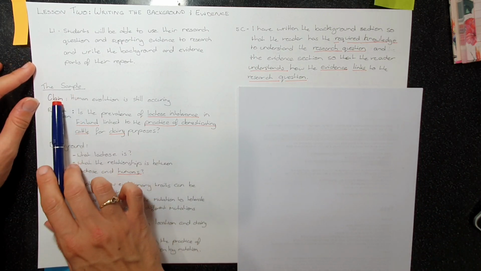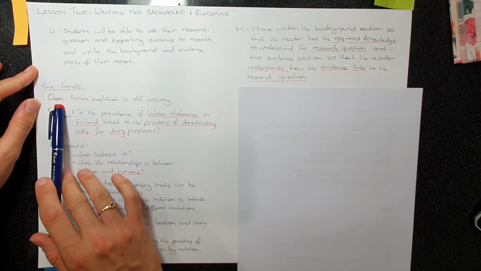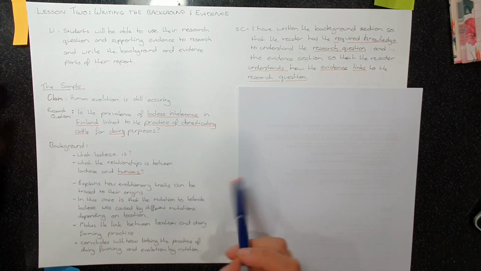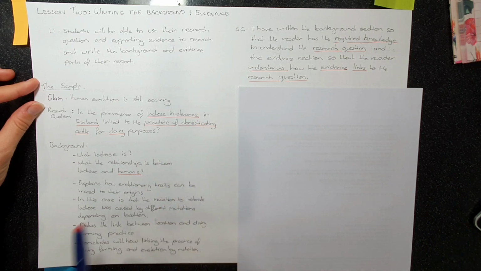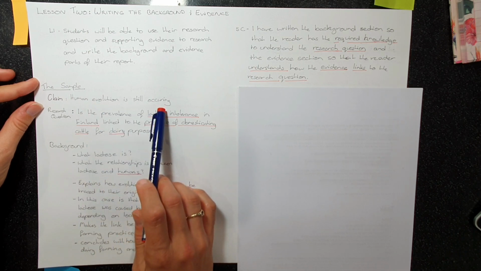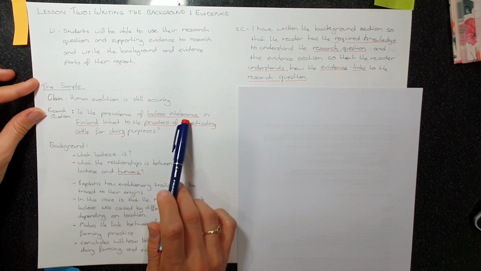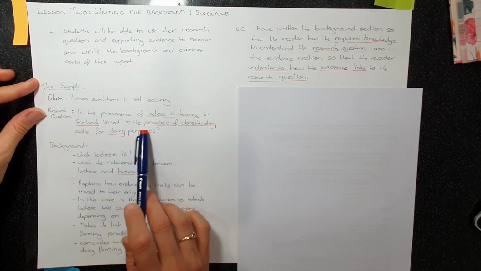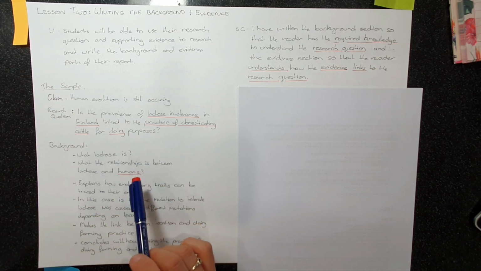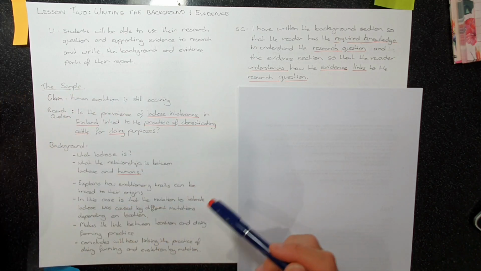Okay, so the sample that I'm going to read to you today has a claim, and the claim is that human evolution is still occurring. It's very broad, it's very open-ended, and we went through how to go from the claim to a research question in the last video. So their claim is human evolution is still occurring, and their research question is: is the prevalence of lactose intolerance in Finland linked to the practice of domesticating cattle for dairy purposes? So you can see that the claim is super open-ended, and the research question is very, very targeted.